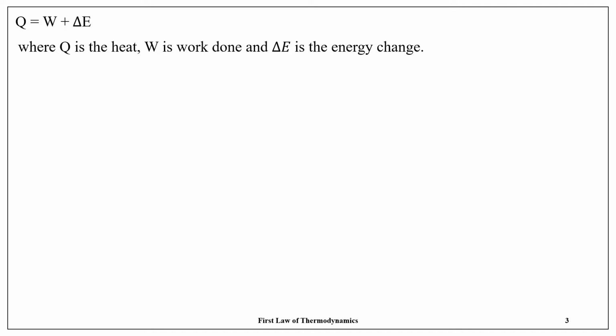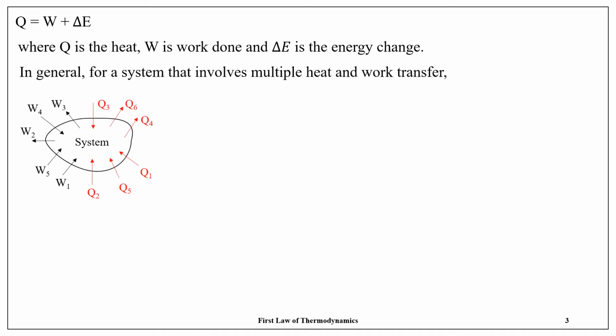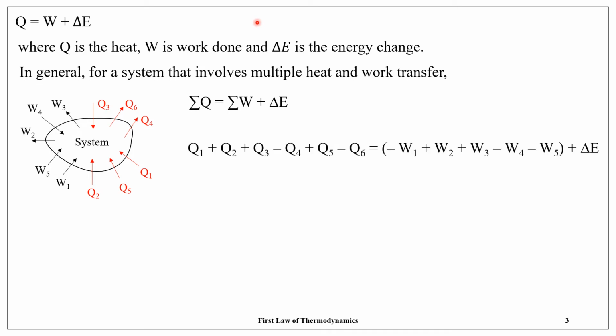In general, for a system, especially a closed system, that involves multiple heat transfer and work transfer, we can write sigma of Q equal to sigma of W plus del E. In this example, the sigma Q and sigma W can be rewritten like this: Q1 plus Q2 plus Q3 minus Q4. Why minus Q4? Observe the direction of the arrow.